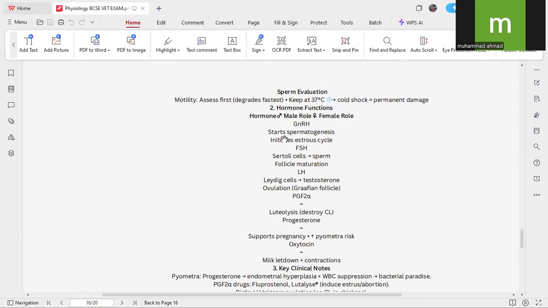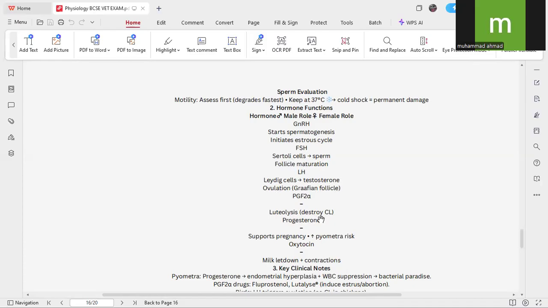GnRH starts spermatogenesis, the formation of the sperm, and initiates the estrous cycle. FSH causes the Sertoli cell to produce sperm and involves the follicle for maturation. LH acts on the Leydig cells, involving the production of T4, and also causes the ovulation of graafian follicles. Prostaglandin F2 alpha is involved in luteolysis.